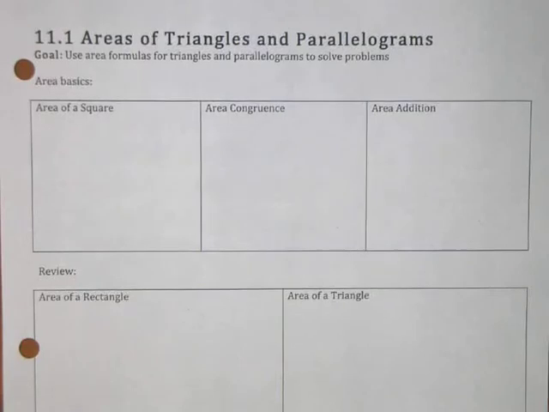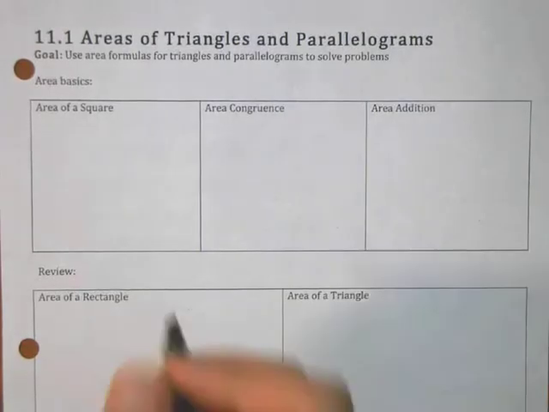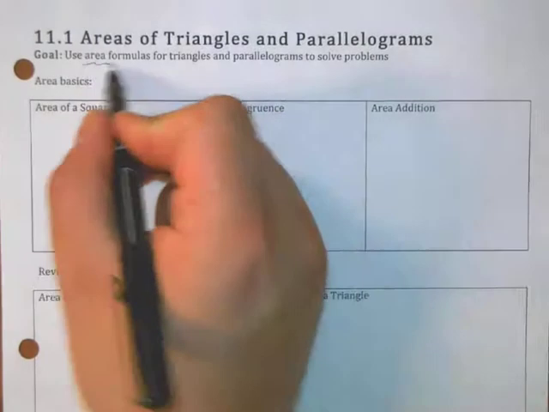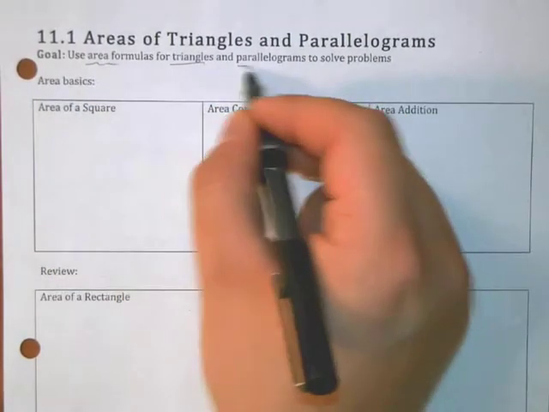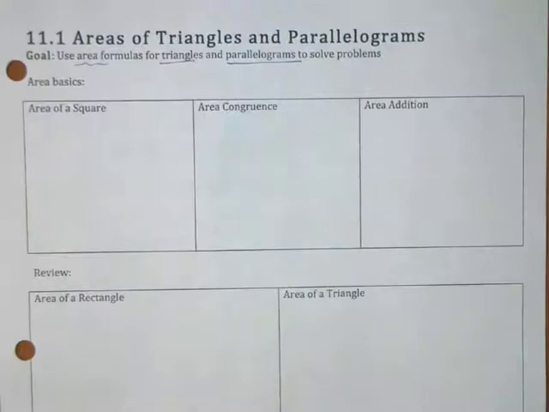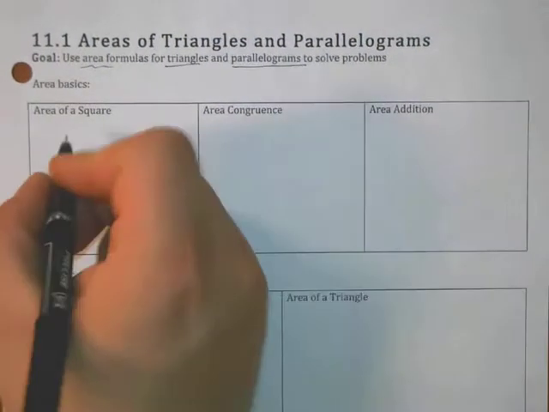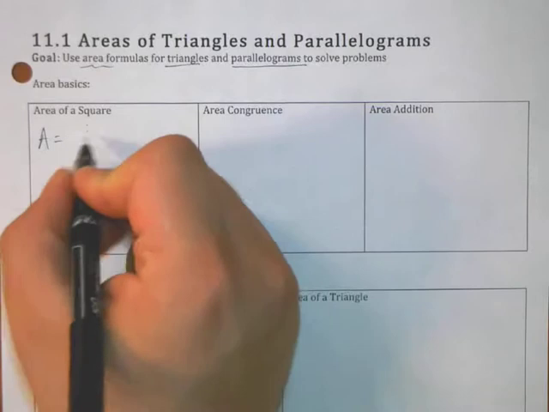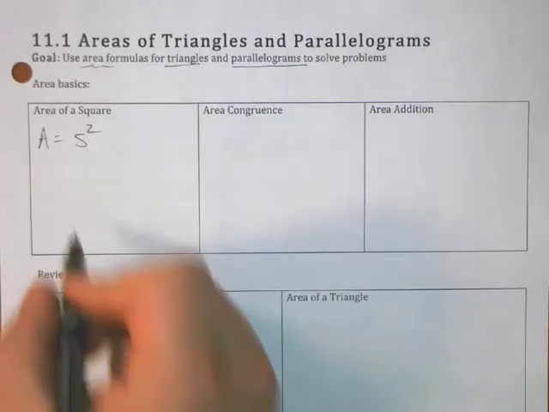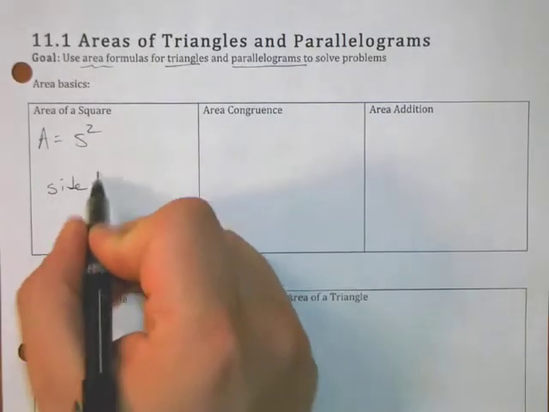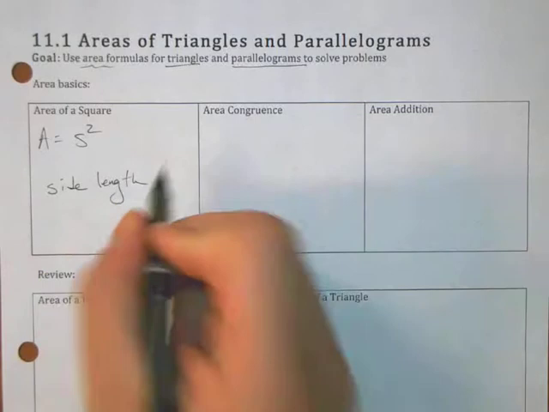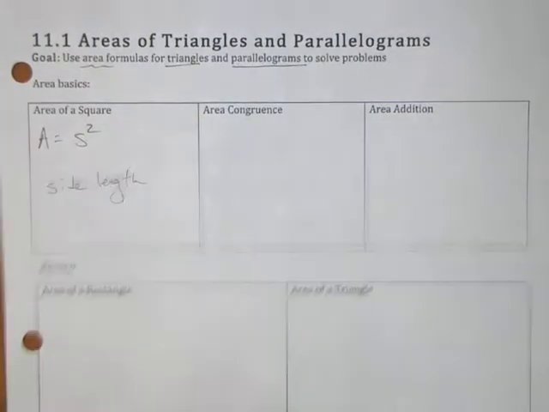So let's get started. Again, our goal for today is to derive some area formulas for triangles, and we'll eventually get to parallelograms, and we'll use those to find missing areas, solve problems, etc. We'll define the area of a square, which is what you've always seen it to be: the length of a side squared.